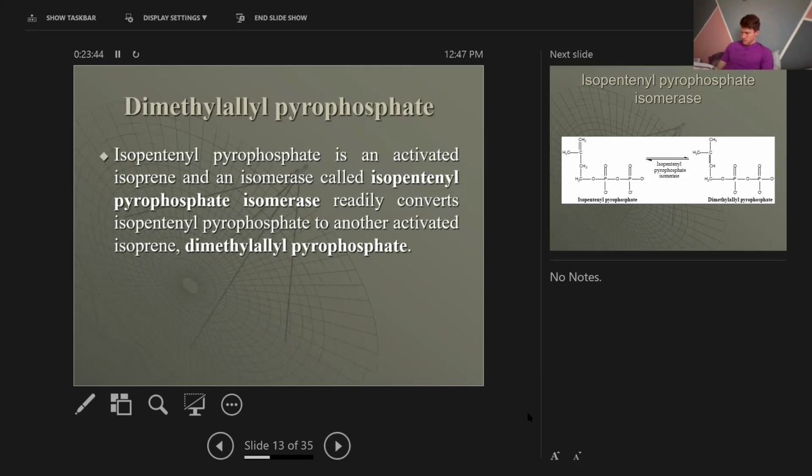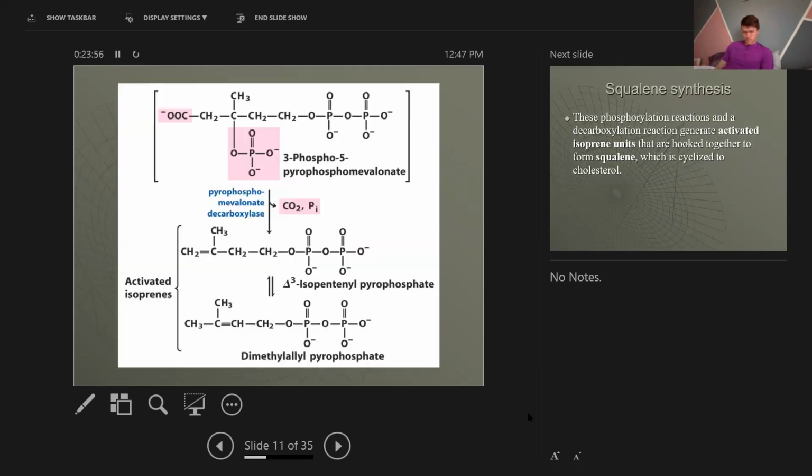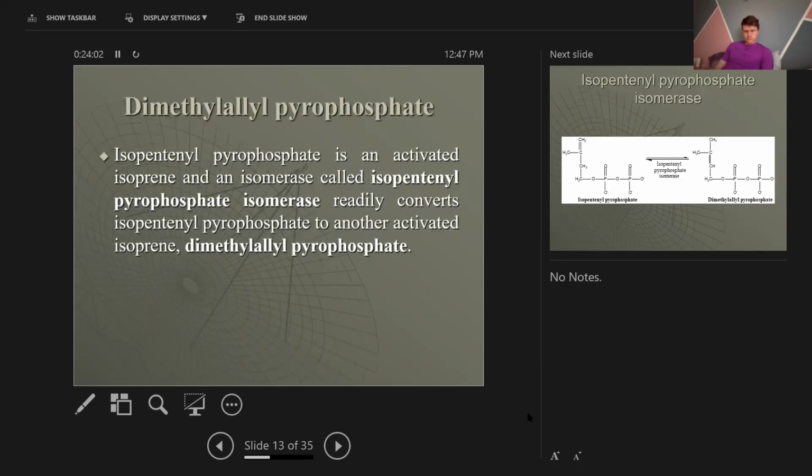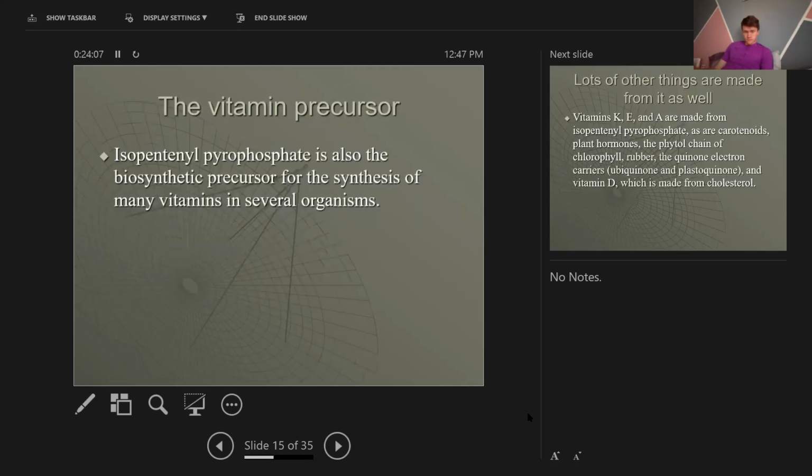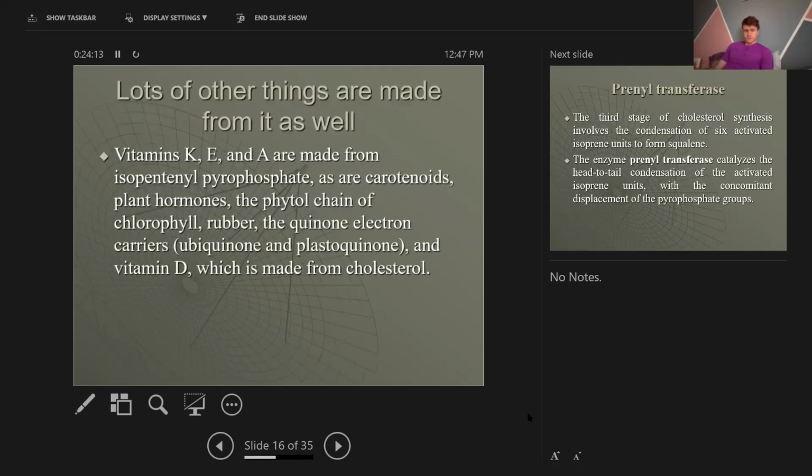Okay, so. All right, let's get back to linking up these isoprene units. So you have the isomerase that will flip the isopentenyl pyrophosphate to the dimethylallyl pyrophosphate back and forth. And that isomerase is actually quite important. As we said, these are the precursors to these vitamins that are made in plants, also to carotenoids, the phytol chain of chlorophyll, bacteriochlorophyll, pheophytin, any of those.